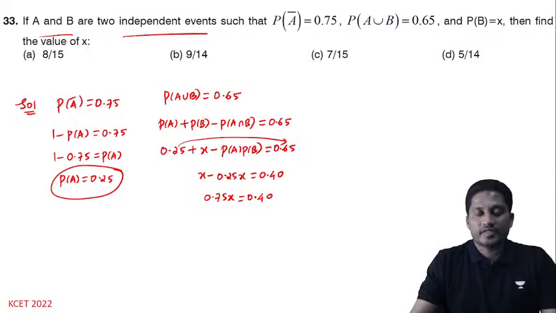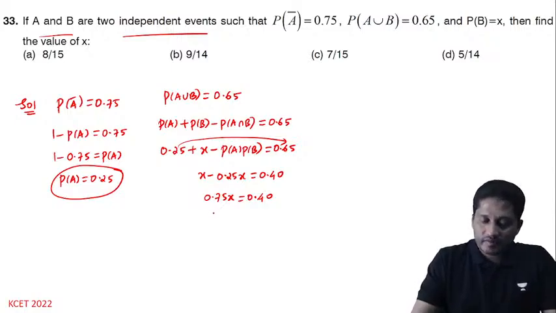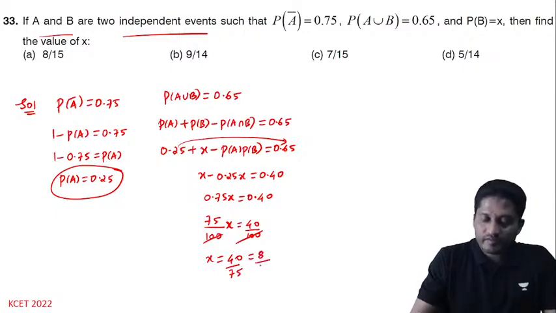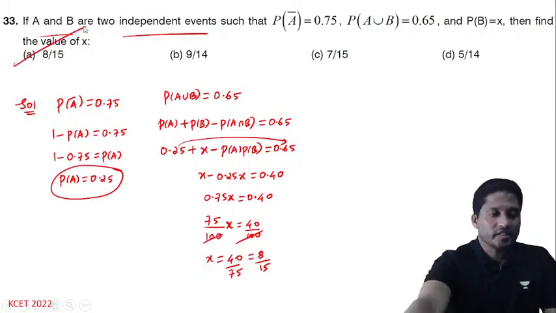Right, now let us simplify this. 0.75 is 3 by 4, that is 75 by 100. And this is 40 by 100. This can be written as 75 upon 100 X is equal to 40 by 100. This will cancel. X is equal to 40 by 75. Both are multiples of 5. This is 8 by 15. Answer is option A. Let's move to the next question.